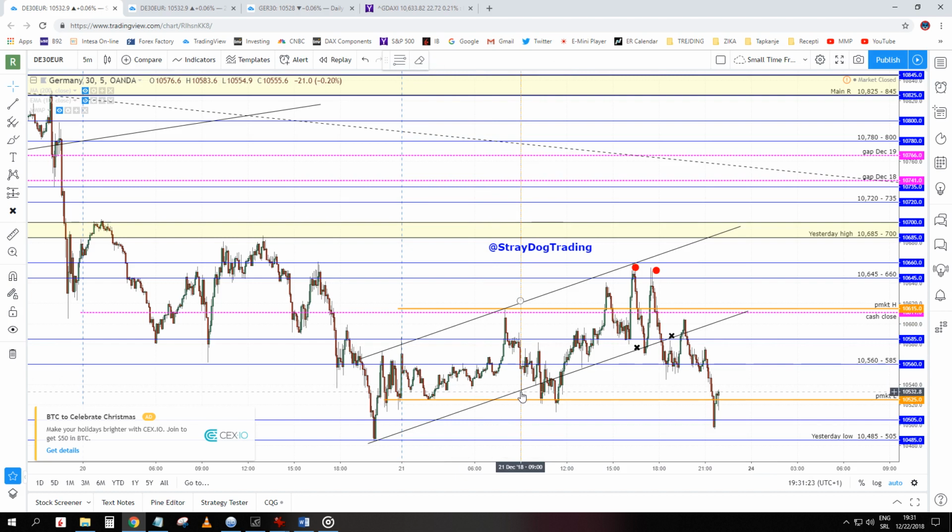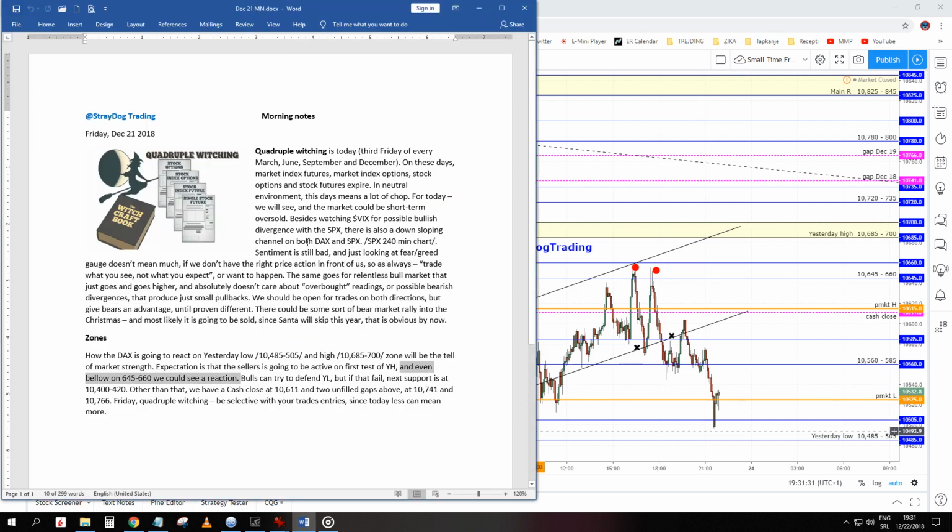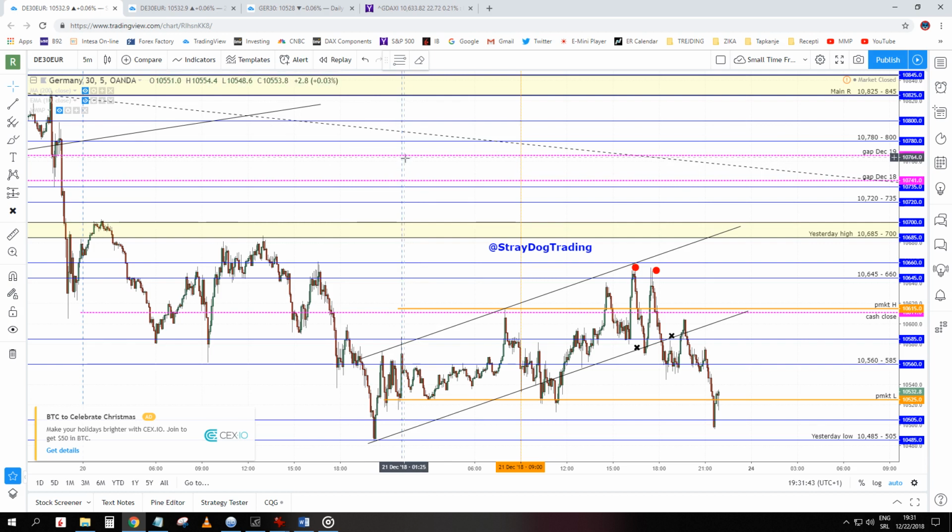Now I wouldn't really react on this. That provided a move to the upside, but as I said in the morning notes, we should be open for trades in both directions, but give bears an advantage until proven different, because DAX is in a bear market and we should concentrate more on selling the rips than buying the dips.